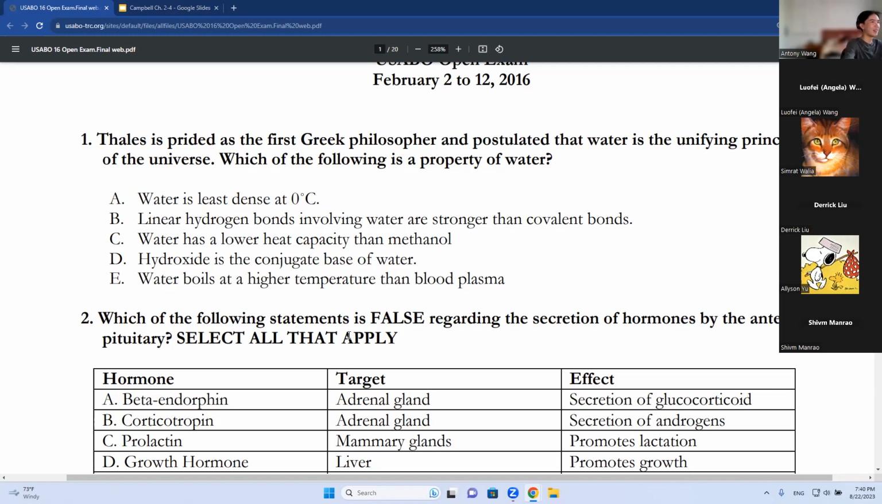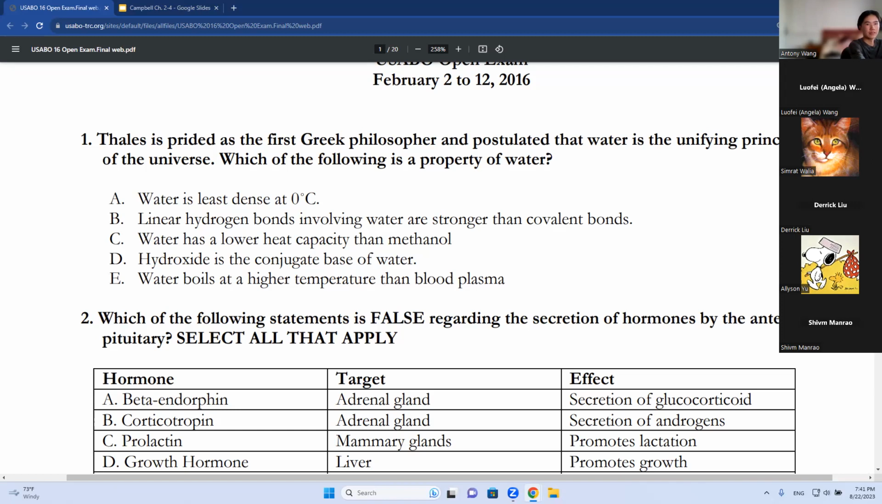Sure, go ahead. Okay. So the answer for this is D. Hydroxide is the conjugate base of water. That was what I was just talking about. I literally said hydroxide is the conjugate base. But we can go through all of them one by one. So for A, water is least dense at 0 degrees Celsius. That's not true because although ice at 0 Celsius is less dense than liquid water, its vapor state is obviously the least dense. So that's at around 100 degrees Celsius.